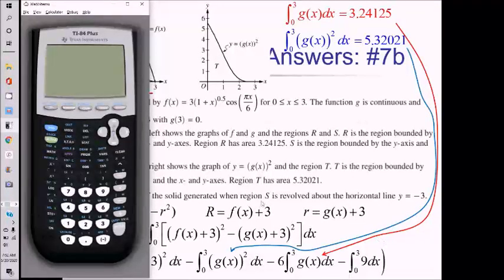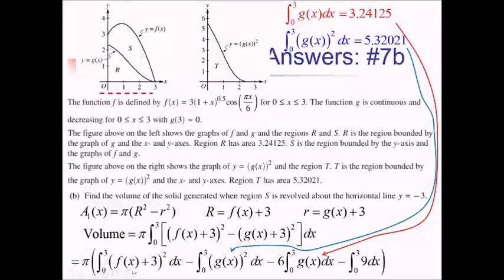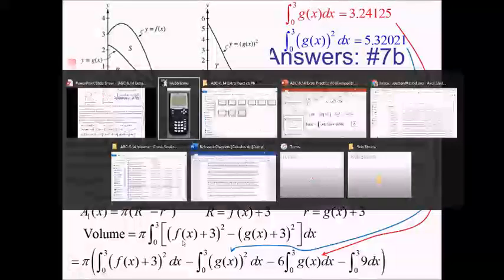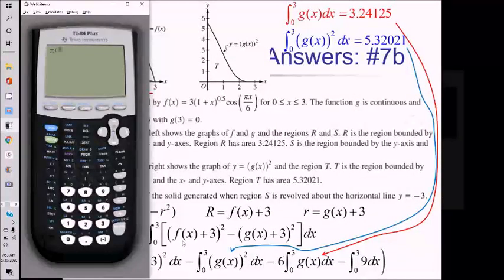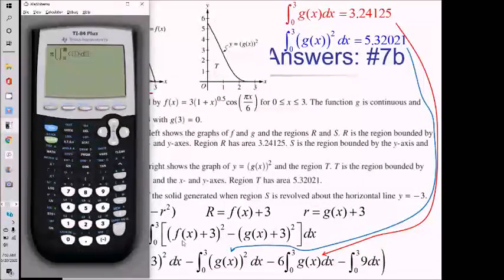So getting the setup was challenging. Plugging this in the calculator may be even more challenging. Let me start by doing pi and open a parentheses. And now we need the integral from 0 to 3 of f of x plus 3 squared dx. So let's go back there, and let me do math 9 to get my integral. We're going 0 to 3. And again, we had f of x plus 3, the whole thing squared.